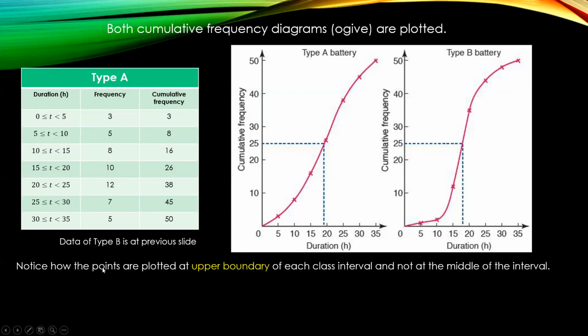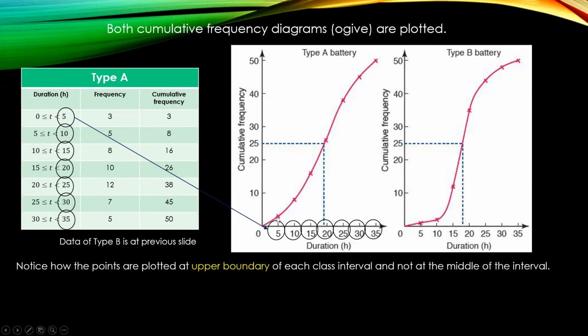We use the upper boundary of each class to plot this graph. I start with 5, the upper boundary, and mark 5 here, and this is the frequency of 3. The second class will be 10, so I start with 10 here and reach 8 here. Then 15 with 16 here, and 20 with 26, and so on until I reach 50. The last one will be 35, and the cumulative frequency should be 50 right here.